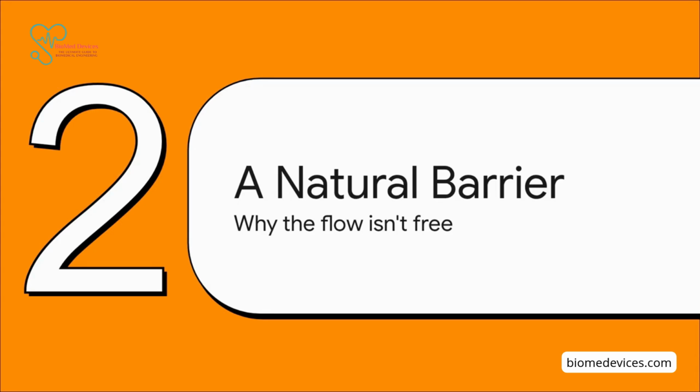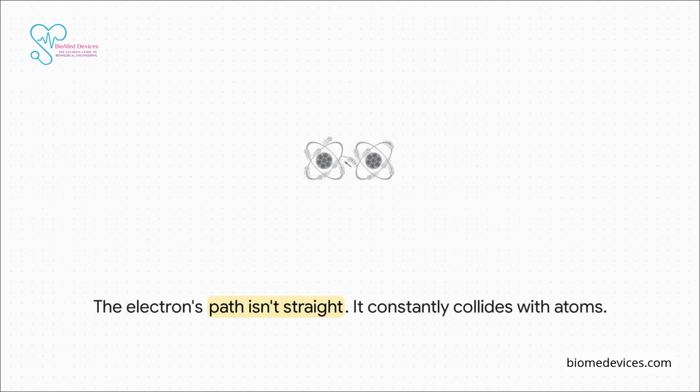So the electrons are finally flowing, right? But is it a smooth ride? Is it a wide-open highway? Not even close. The very material of the wire itself creates this natural, unavoidable obstacle course. Now check out the path of this electron. It's not a straight line, is it? An electron gets going, it accelerates, and then bam!